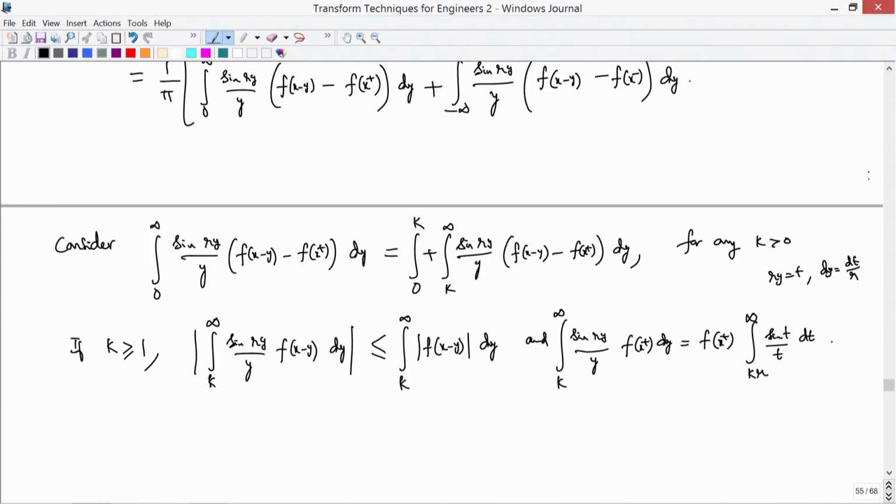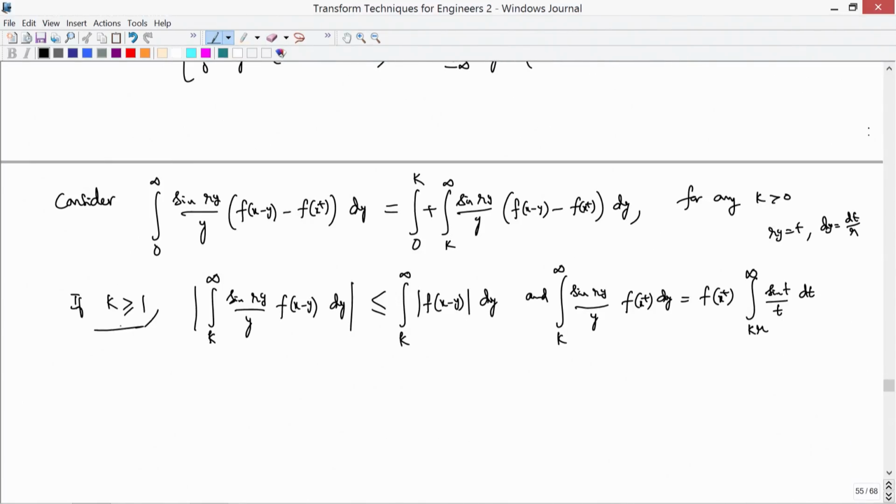If k is greater than or equal to 1, this quantity is true for any k, but this integral bound is valid only for k greater than or equal to 1. So, for k greater than or equal to 1, we use both of these things.